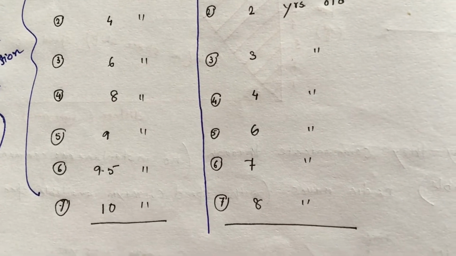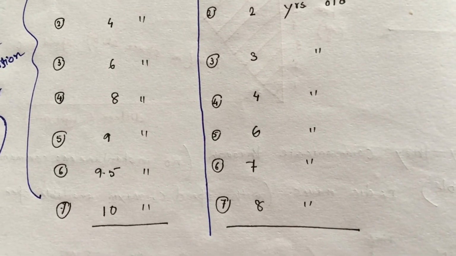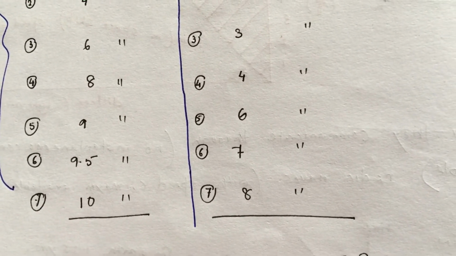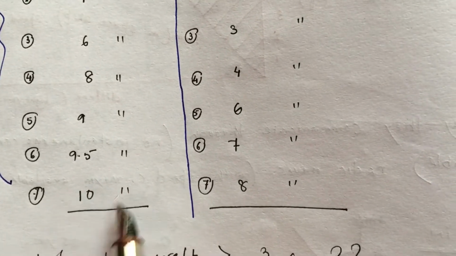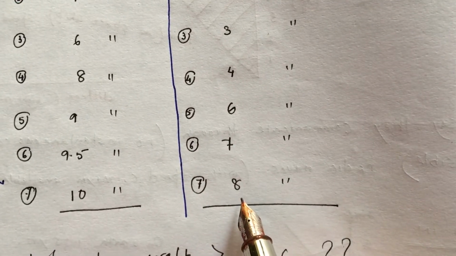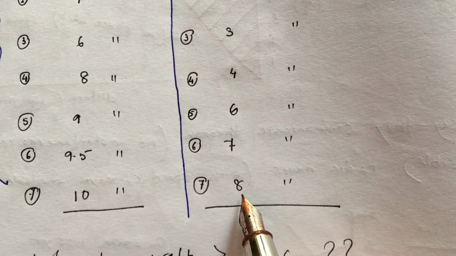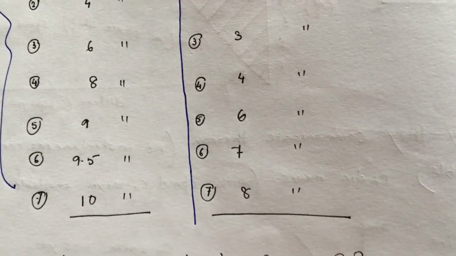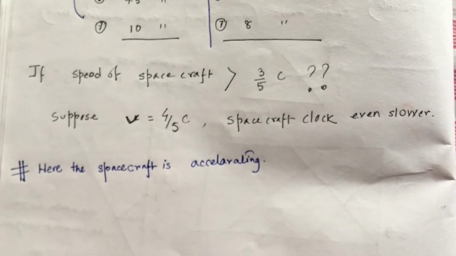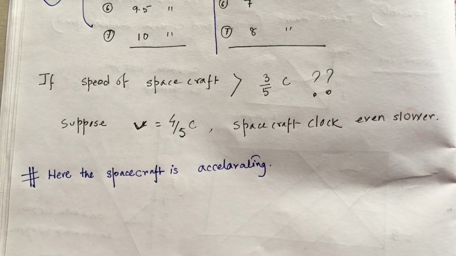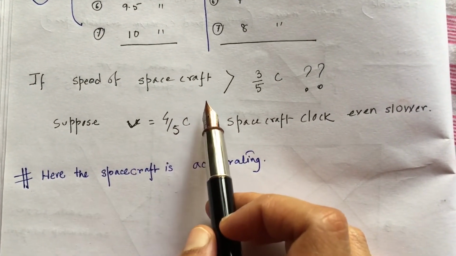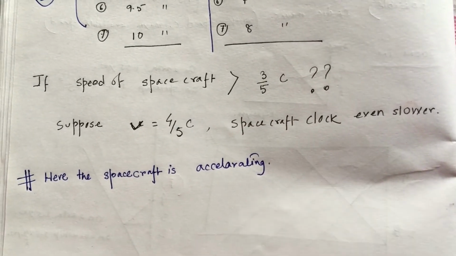You can just multiply with the conversion factor 4 by 5, not always of course, but here in this case because u is equal to 3 by 5c. And when it is 10 years for the twin on Earth, the twin inside the spaceship will be 8 years old. So they cannot reunite on their 10th birthday, because the twin on Earth is now 8 years old. But what if the spacecraft travels with a speed greater than 3 by 5c?